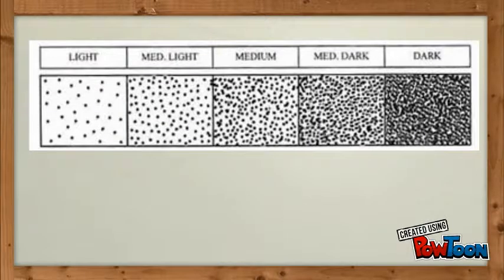Let's break it down looking at a grayscale. Again, we see that light values are created when those dots are spaced further apart. There's not as many. While darker values are spaced closer together, and there's a whole lot more of them.